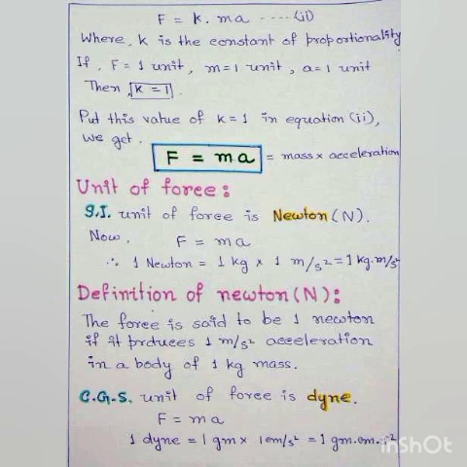Now what is the CGS unit of force? It is dyne. The CGS unit of force is dyne. Now we will derive what is 1 dyne. Similarly, like the SI system, as force is in the CGS system, mass will also be in the CGS system, and acceleration also we have to consider in the CGS system. Therefore, 1 dyne equals 1 gram into 1 centimeter per second square, means 1 gram into centimeter per second square, or 1 gram into centimeter into second to the power minus 2.